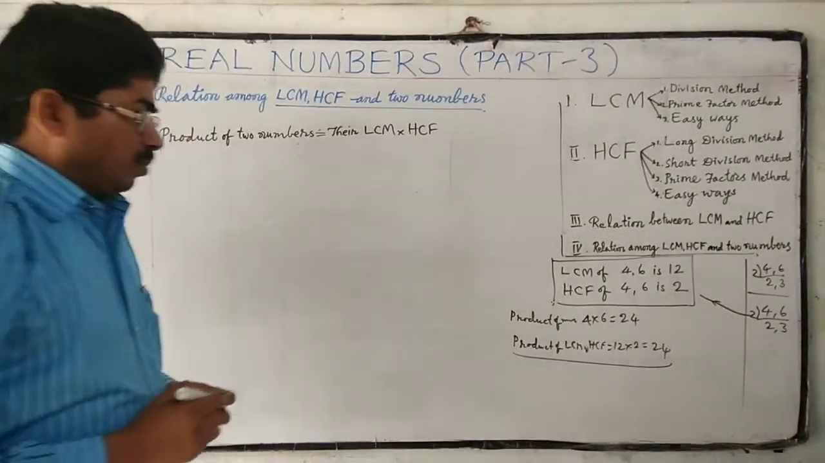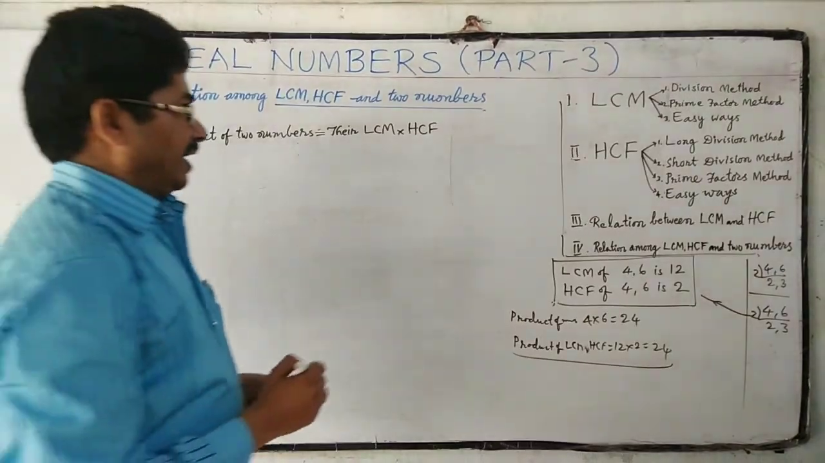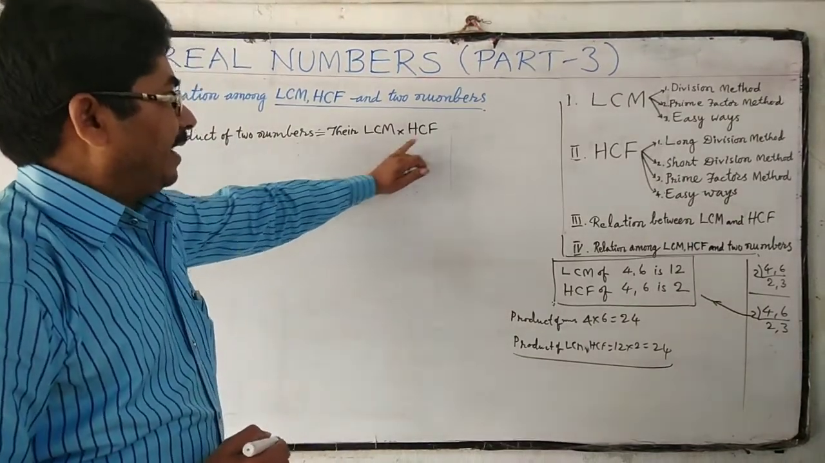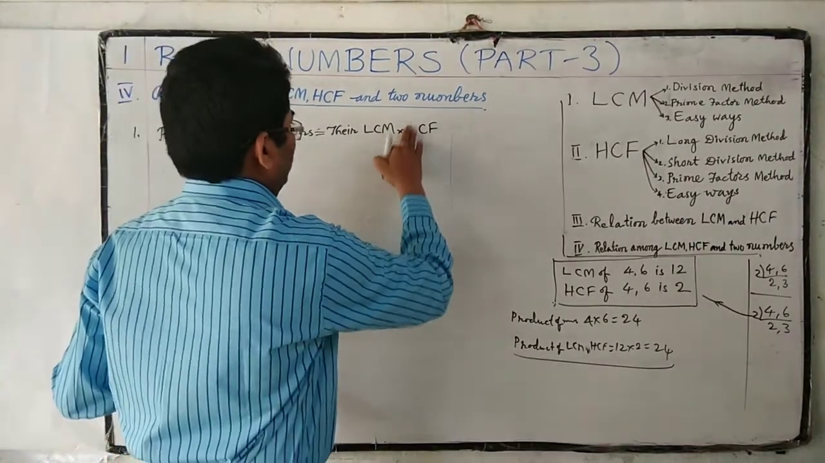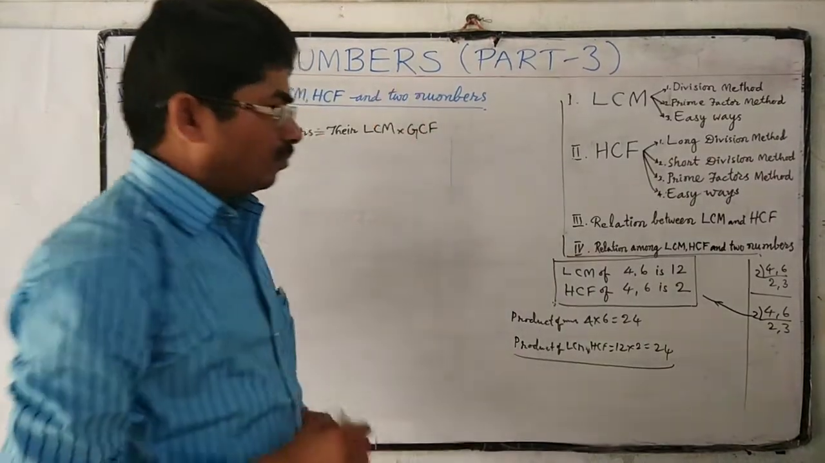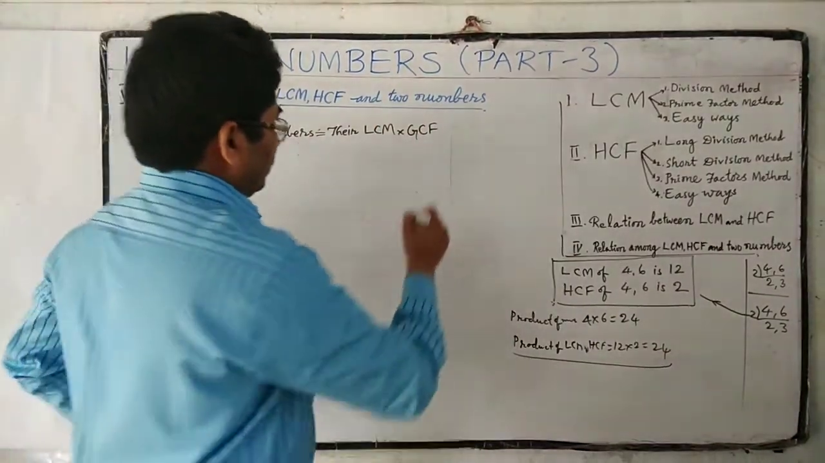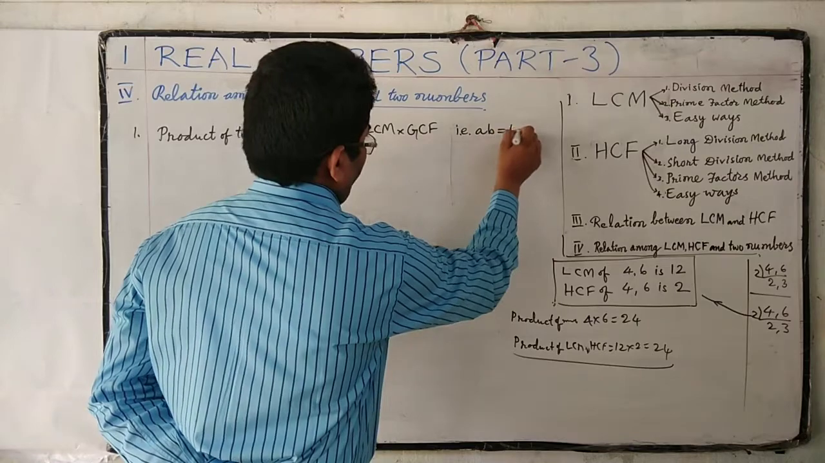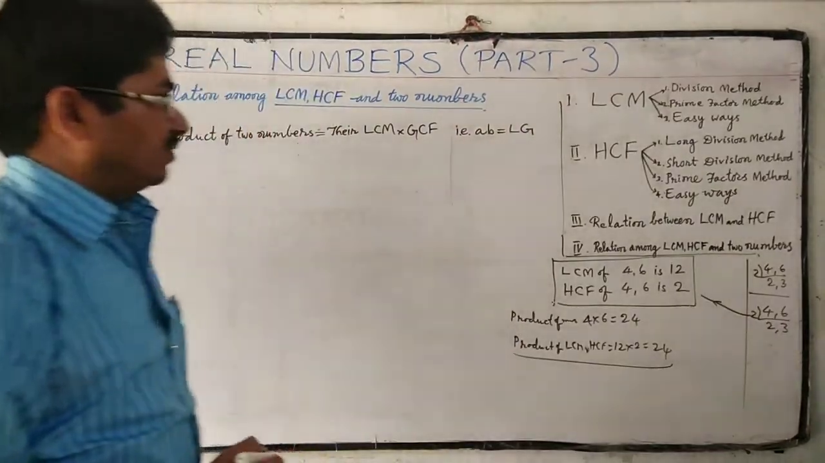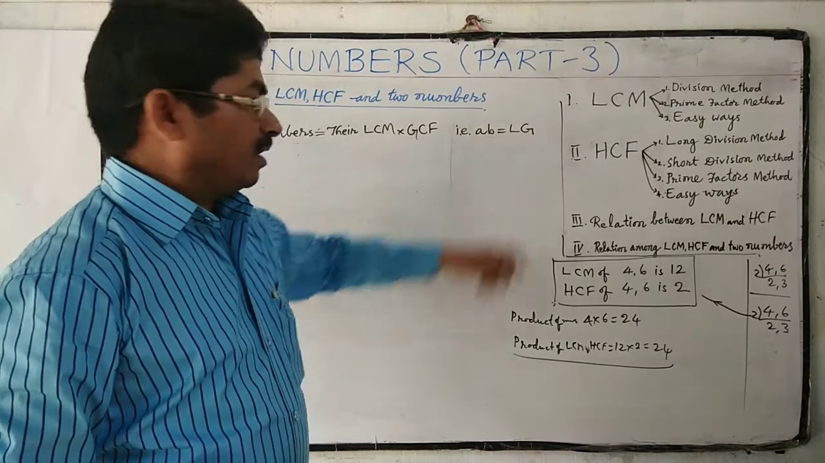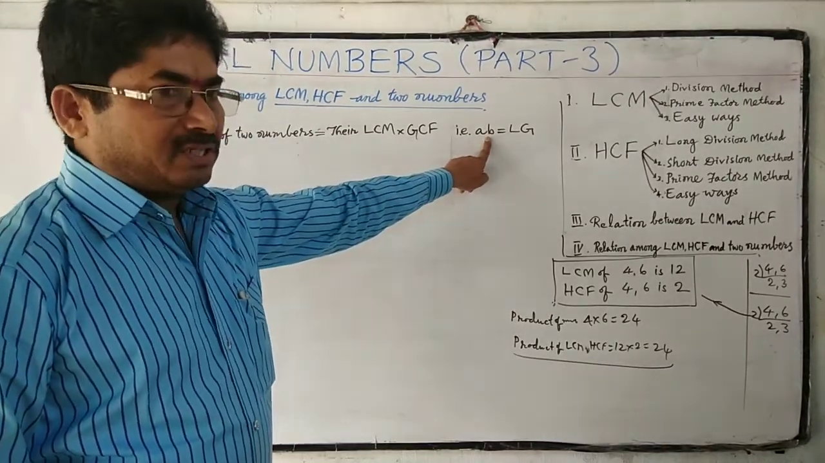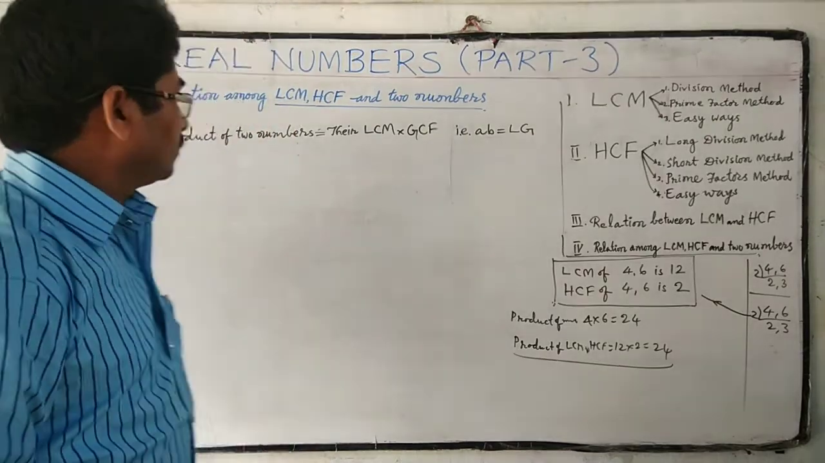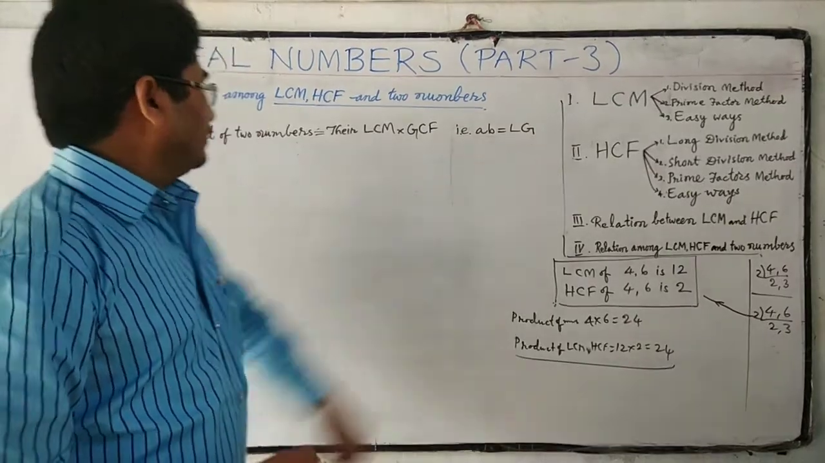If any two numbers are A and B, and their LCM and HCF are L and G, we can write this in short: AB is equal to LG. AB is equal to LG means A into B is equal to L into G. Here A and B are any two numbers, L and G are their LCM and GCD.